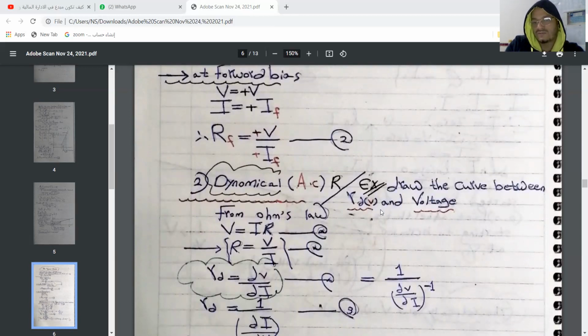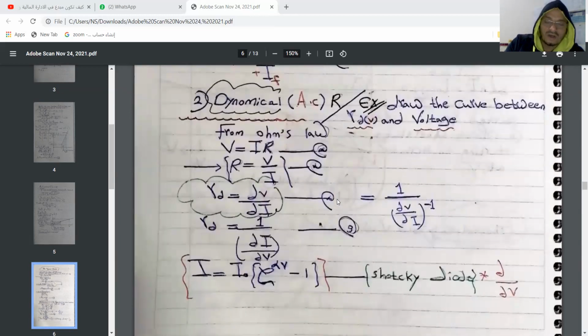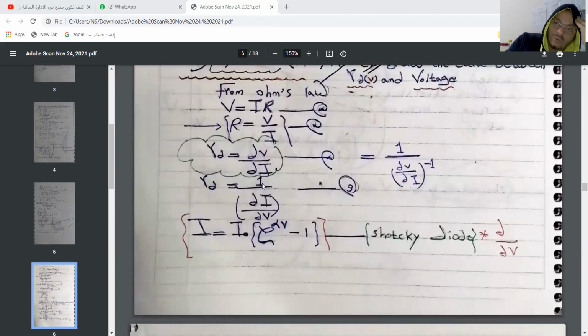Let's try to solve this example. Draw the curve between the dynamic resistance and voltage. Dynamic resistance will be on the y-axis and voltage on the x-axis. From Ohm's law, V equals IR, so R equals V over I. The dynamic resistance equals dV divided by dI, or we can say 1 divided by dI over dV.